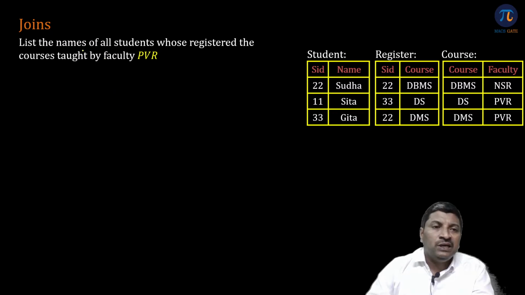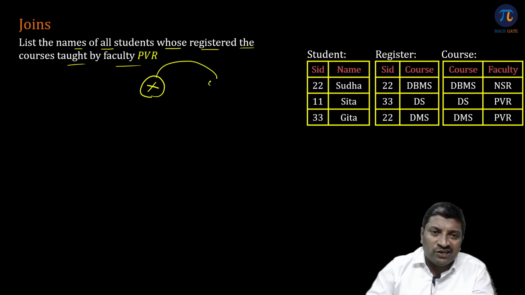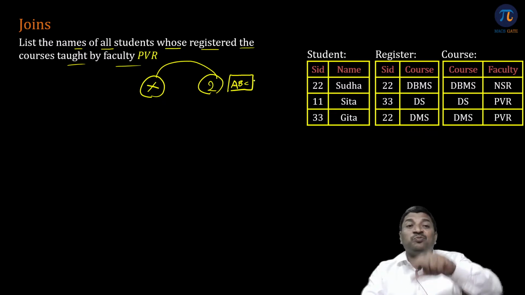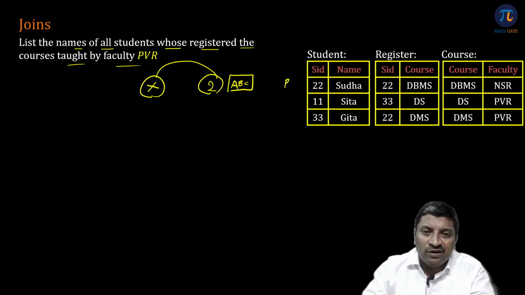Next, look at this. List the names of all students who registered for the course taught by PVR. Sir, student is in the first table. If he registered, he will be in the second table. And the corresponding course name, what is the course name, sir? It's not ABC, sir. I want to know the course taught by PVR. Where is PVR? In the third one.